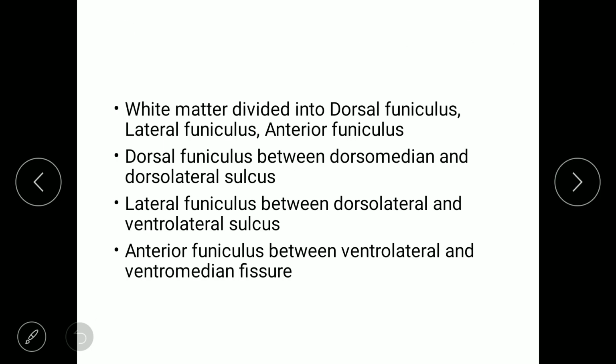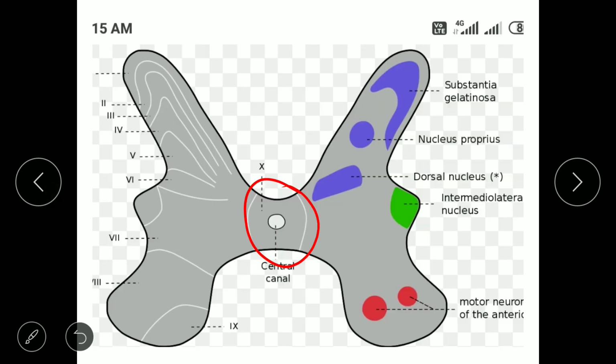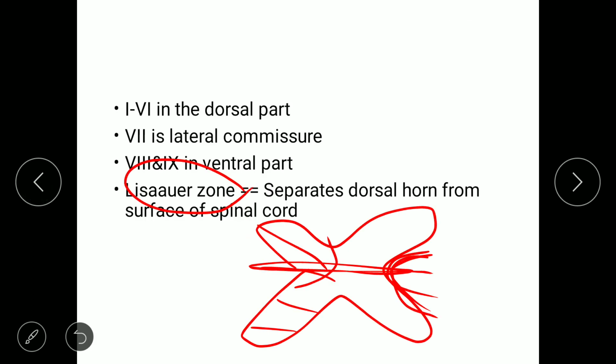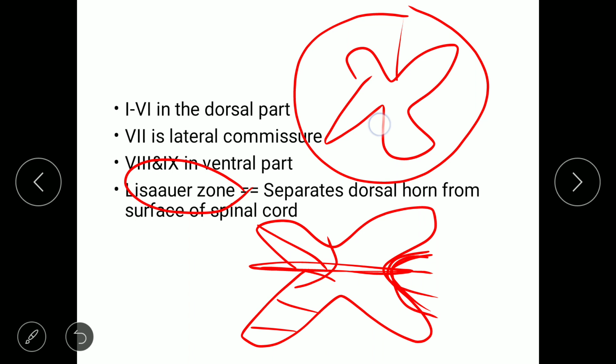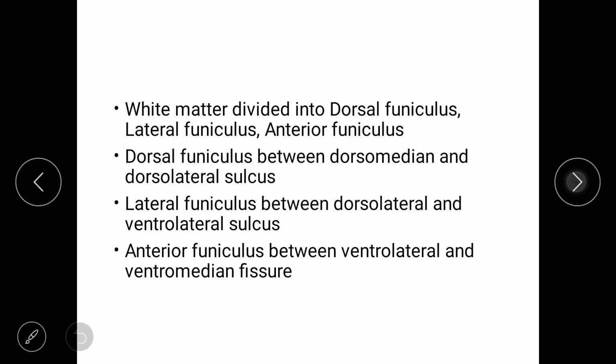The white matter is divided into funiculi. So far you have seen the gray matter and the white matter. This is your gray matter, this is your white matter. You can divide each half into 2. So this is one half, this is one half. Up to this is called the dorsal funiculus, then the lateral funiculus, and the ventral funiculus. So each half of the white matter is divided into dorsal funiculus, lateral funiculus, and anterior funiculus.